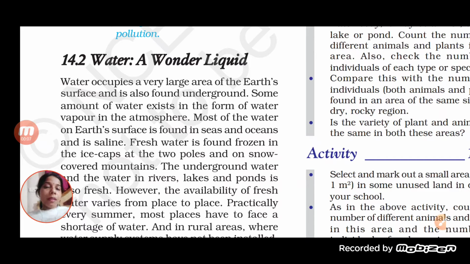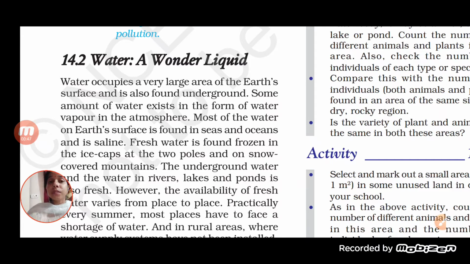So students, in the previous class we were talking about the air and the pollution caused by the air. We have understood what the harmful effects of air pollution are, what the causes of air pollution are, and what the different air pollutants are which are responsible for causing air pollution. We have understood how, even though different kinds of gases are present in the atmosphere, their percentage remains constant.